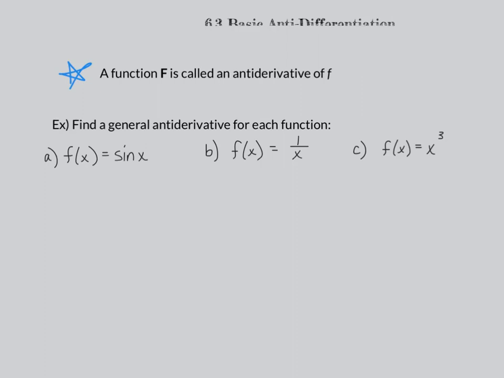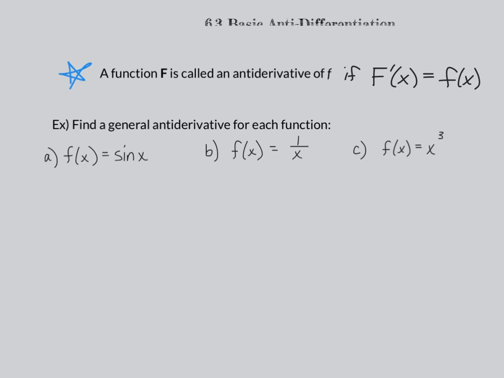So a function capital F is a lot of times called the antiderivative of lowercase f, so long that when you take the derivative of capital F, it gives you lowercase f. This is just notation. This is just saying that if I were to take the antiderivative, it's capital F. So if I were to go backwards, it's capital F. All right, so let's take the general antiderivative for each function. Let's get into some examples.